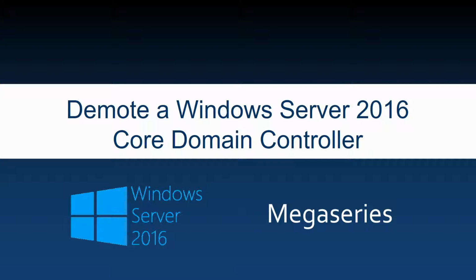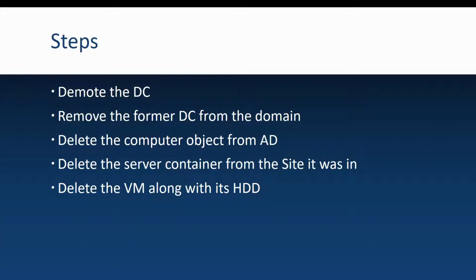In this video, we are going to demote a Windows Server 2016 Core Domain Controller using PowerShell, of course. So the tasks that we will do in this video are: first, demote the domain controller, then remove the former domain controller from the domain altogether. After that, delete the computer object because it will still be in Active Directory.